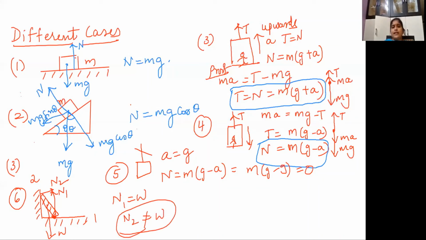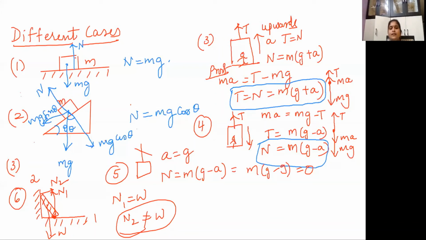Now we will analyze the different cases of normal reaction. In the first application, the normal reaction is the weight itself. But in the second case, the normal reaction is one of the components of the weight. Similarly, in the third case, the normal reaction is greater than weight, while in the fourth case, the normal reaction is less than weight.